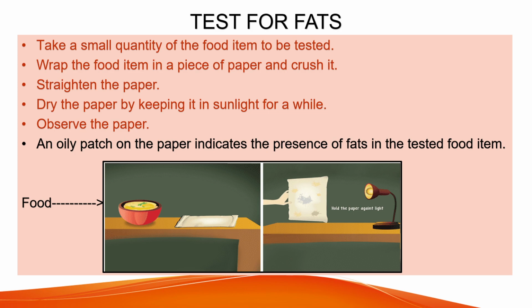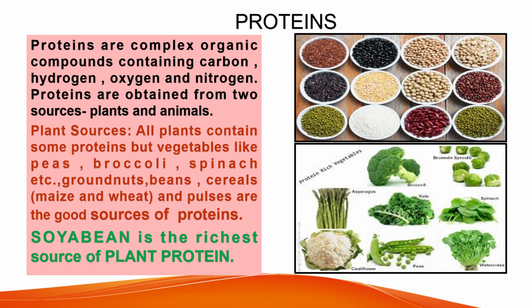translucent. Translucent objects are those objects which allow some light to pass through them and we are able to see things through them but not very clearly. So this oily patch is also translucent and it makes the paper translucent. You can see through it but not very clearly. So in this way we can do the test for fats.